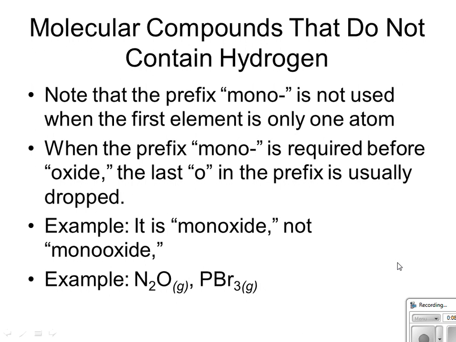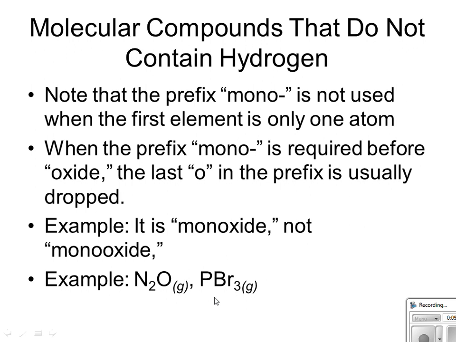So note, here's one exception to the rule: the prefix mono is not used when the first element is only one atom. When the prefix mono is required before oxide, for example, the last o in the prefix is usually dropped. So it is monoxide, not monooxide. And if we look here at these 2 examples, we have N2O and PBr3. We have dinitrogen monoxide.